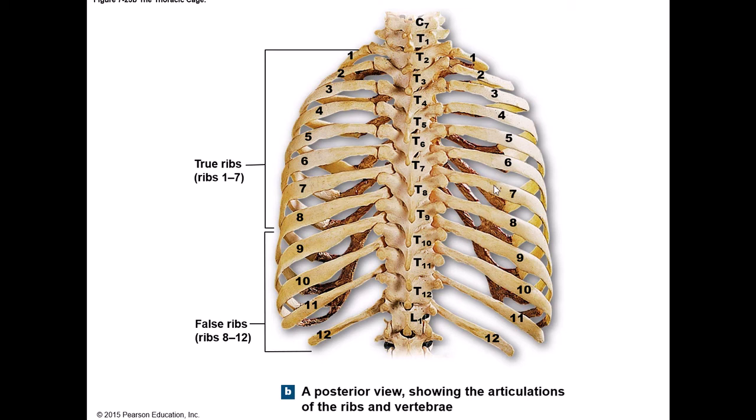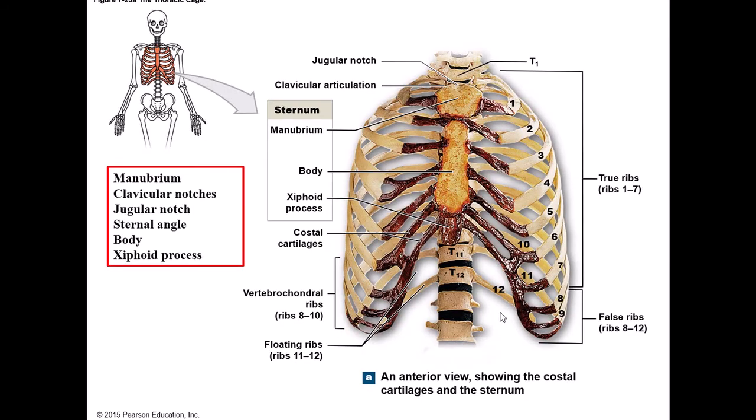1 through 10 we see really well. They're the ones going towards the front. They're going to meet with the sternum. And then 11 and 12, you'll notice they don't go around to the front. They kind of hang out back over here. So we can classify ribs as either being true or false. True ribs mean that the rib has a connection to the sternum via this costal cartilage.